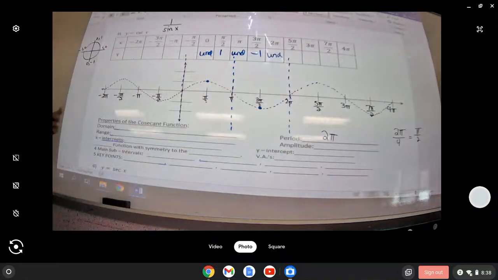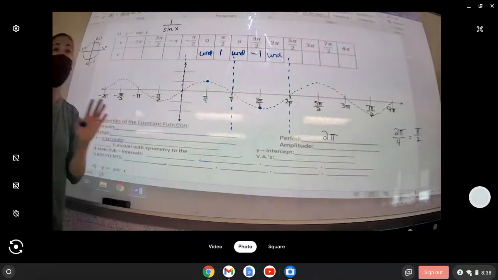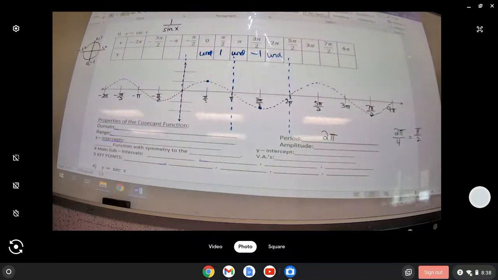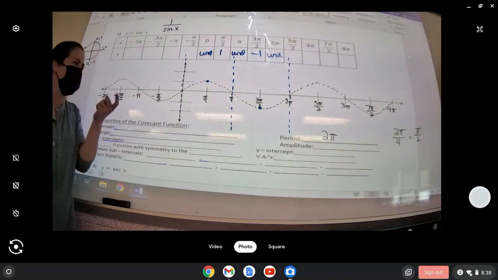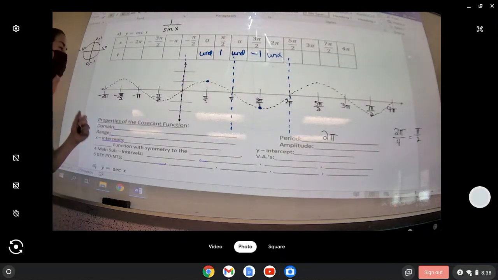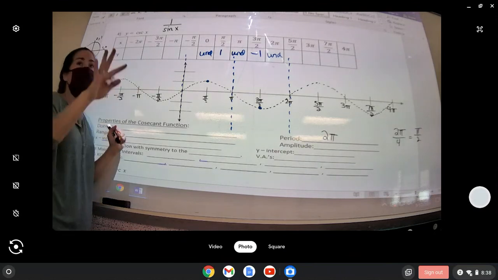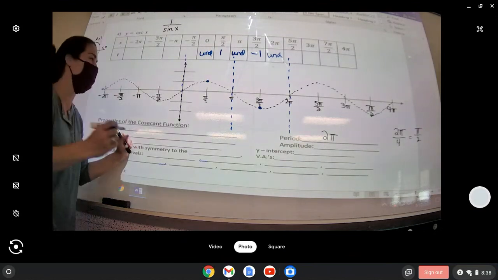Okay, so let me stop. We have gone from 0 to 2 pi. Believe it or not, guys, we have created one complete cycle of the cosecant curve. But what does it look like? Well, guys, can you picture it? Everything has the reciprocal of the y-coordinate.